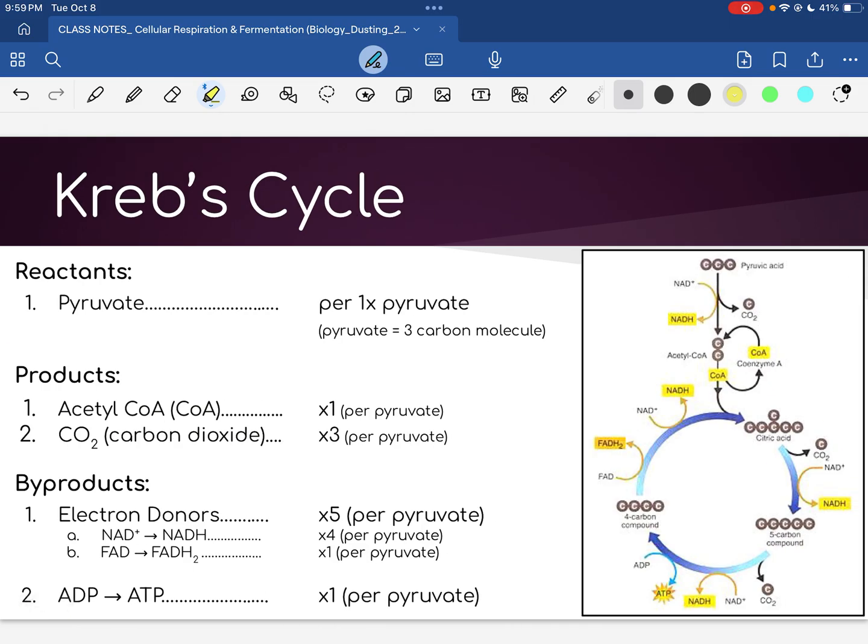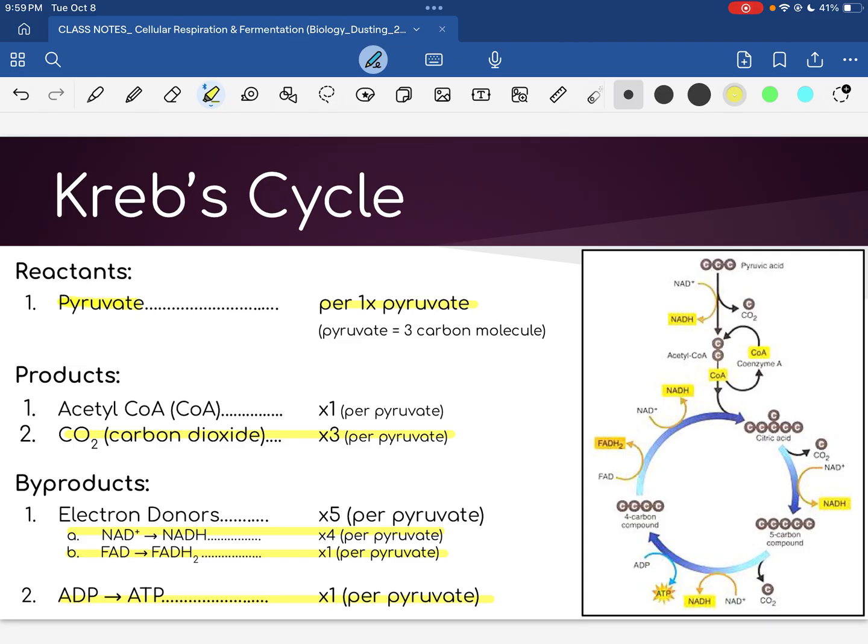Okay, so per pyruvate, per 1 pyruvate, we start with 1 pyruvate. We get 3 carbon dioxides. We get 4 NADH. We get 1 FADH2, and we get 1 ATP per pyruvate.